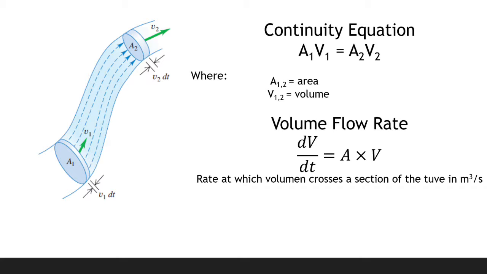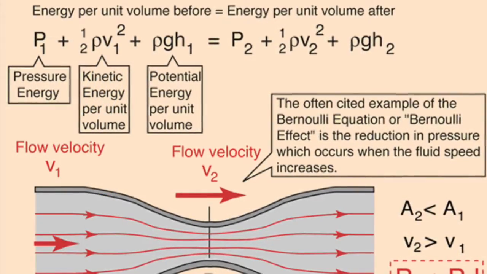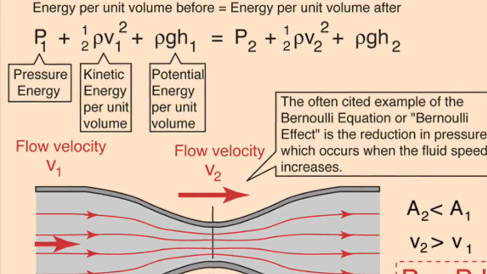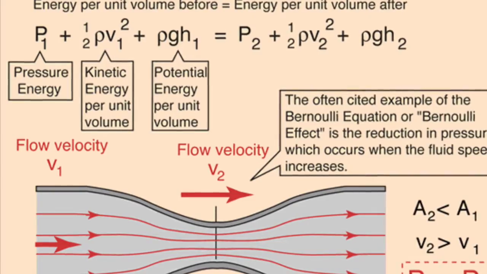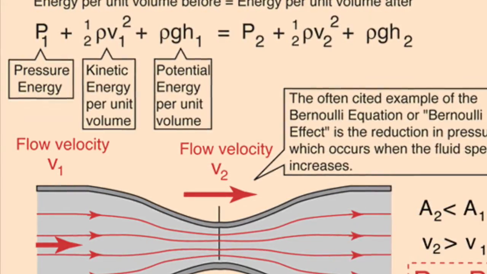A multiplied by V also represents the volume flow rate. This is the rate at which volume crosses a section of the tube. We took into consideration all of these expressions to analyze our experimental model, in which we had a water jet coming out of a hole at the bottom of a cylindrical open container.